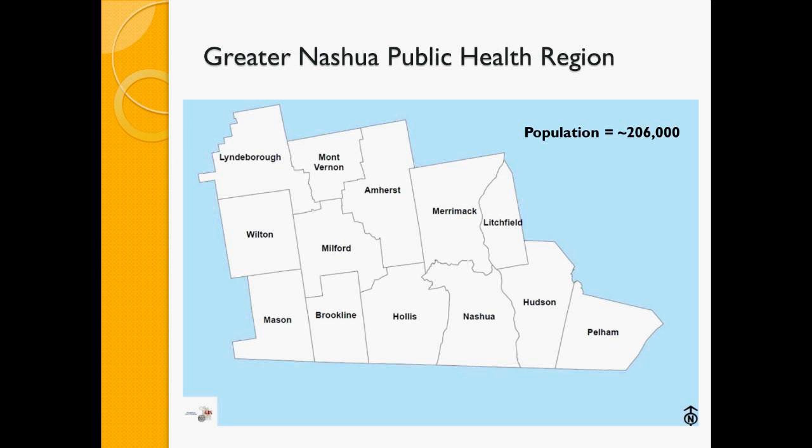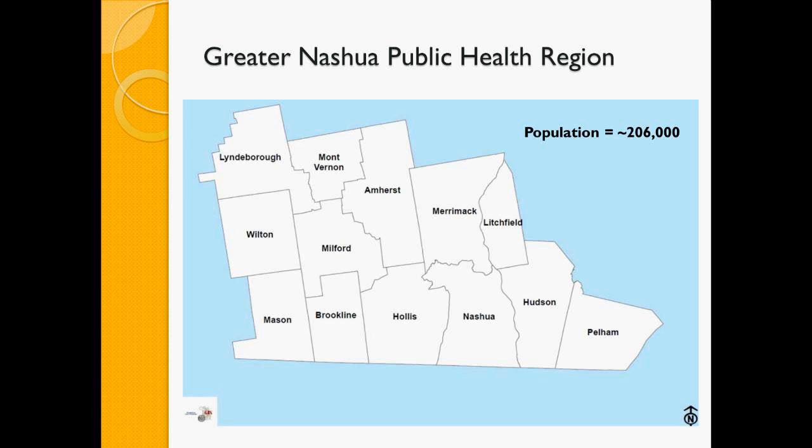So let's start to bring us down a little bit closer to our region. So this is the Greater Nashua Public Health Region. The population is about 206,000, and then in Nashua we have a population of about 86,000. So it's a pretty populous region. It's actually the most populous public health region that we have in the state. And we have a lot of variety and diversity in our region. If you look at the City of Nashua, our percent of the population that speaks a language other than English is a lot higher than in our surrounding towns.